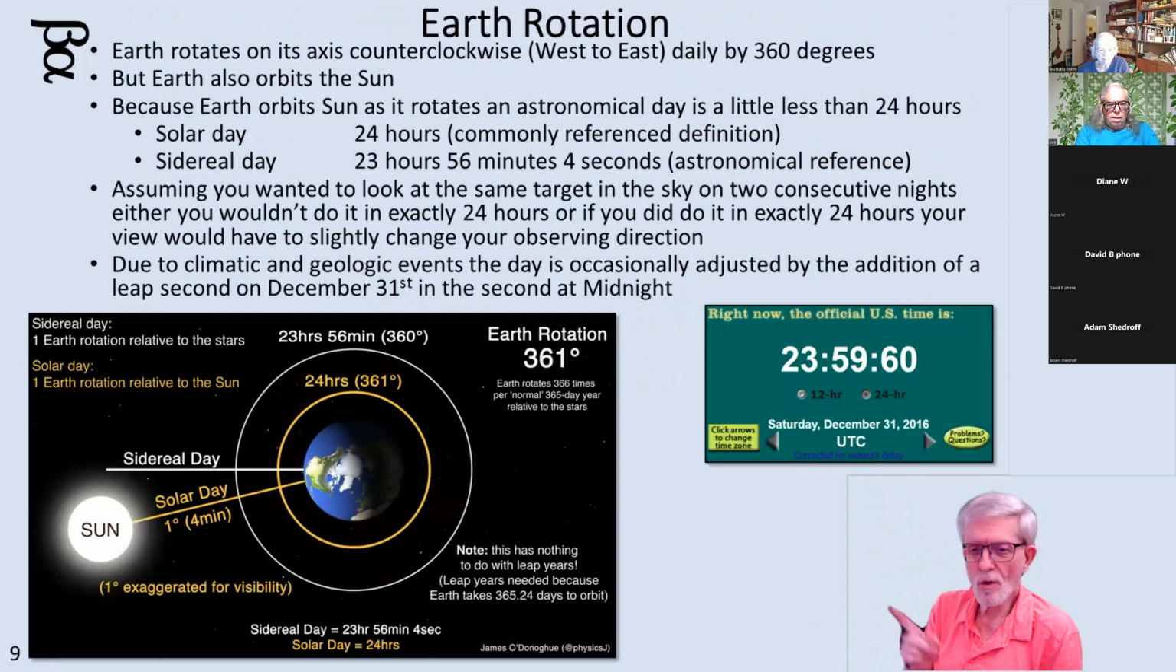There's a thing called a solar day, which is our commonly referenced definition. It's a 24-hour day. But since the Earth is going around the sun at the same time that it's rotating on its axis, if you wanted to look at the same spot in the sky, you don't look at it 24 hours later. You look at it 23 hours, 56 minutes, and 4 seconds later, a little less than a day. So you don't think about it. But nature is not as precise as our technology. So we'll occasionally have to throw in an extra second on December 31st.